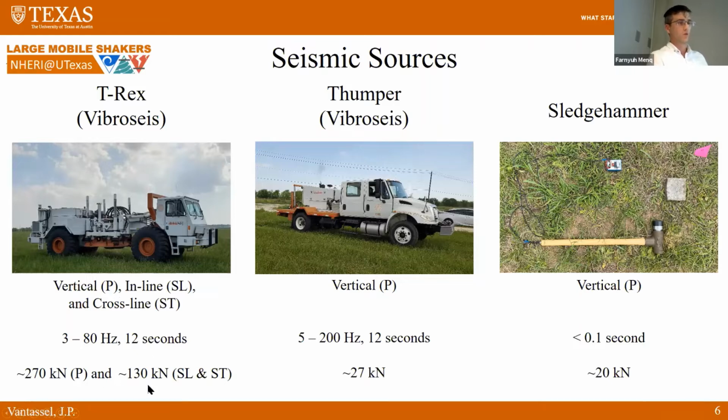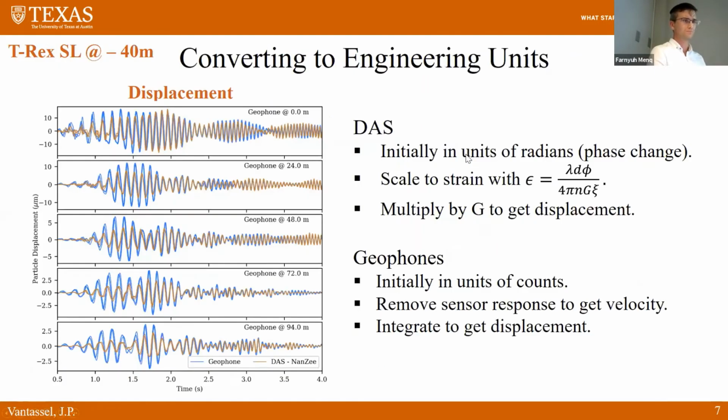Then, of course, as people have previously mentioned, T-Rex has got the highest force output of what we're looking at here. The next step down from that in terms of force output is thumper. What thumper allows us to do is shake to higher frequencies. So rather than going up to 80 hertz, now we're able to push that up to 200 hertz. And for this deployment, we were only using thumper in its vertical mode. And then finally, we have a sledgehammer source, which we don't have as much control over the frequency content and obviously a much lower force output. But as that can be very practical for these types of things, we use that sledgehammer source as well.